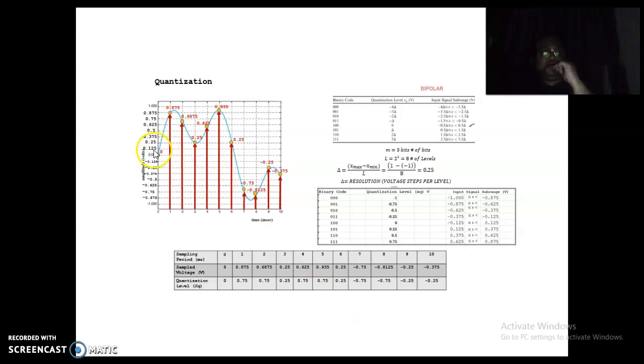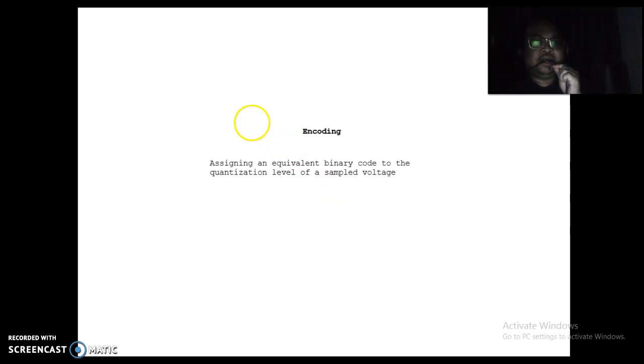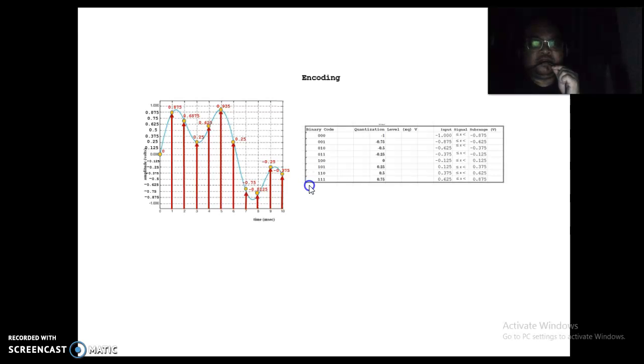So you get the sample value, look for the range it belongs to, and then give it an equivalent quantization level. That is quantization. For encoding, encoding is assigning an equivalent binary code to the quantization level of a sampled voltage.